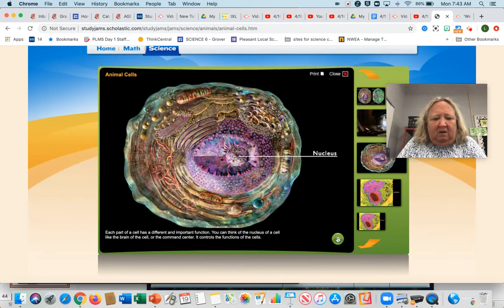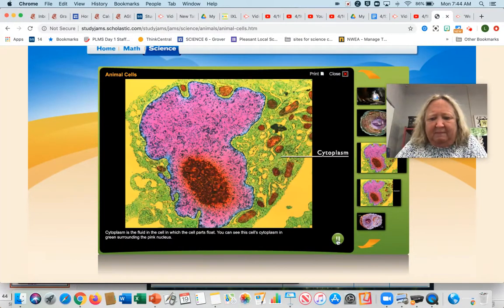Each part of a cell has a job, a function, just like if you're part of a team or a group of work, each person has a job. So the nucleus, which is on the inside, is like the brain. If you would compare it to the middle school, it'd be Mr. Malcolm. If you compare it to a city, it would be the mayor. So the nucleus is the brain or the command center. It makes everything happen. It controls everything.